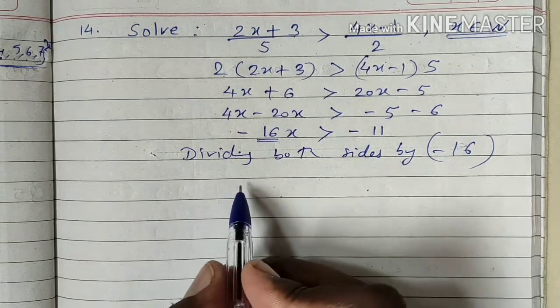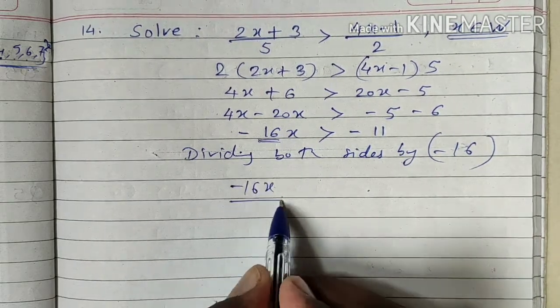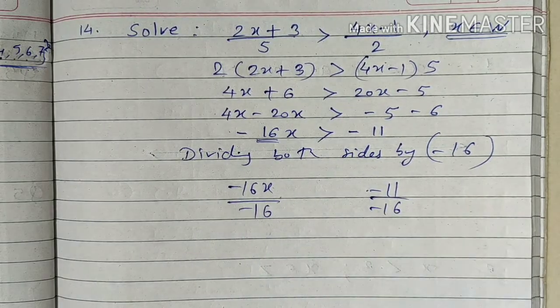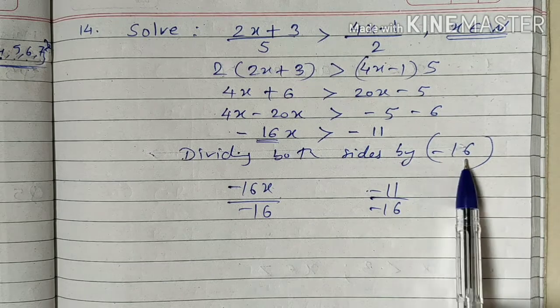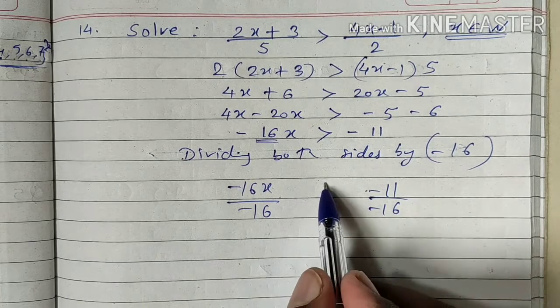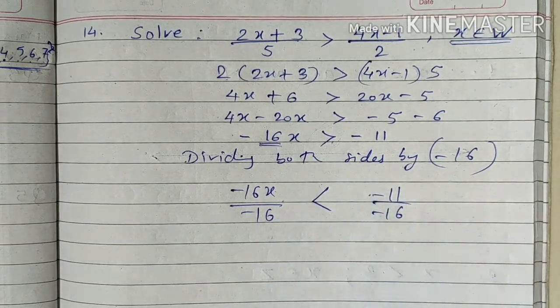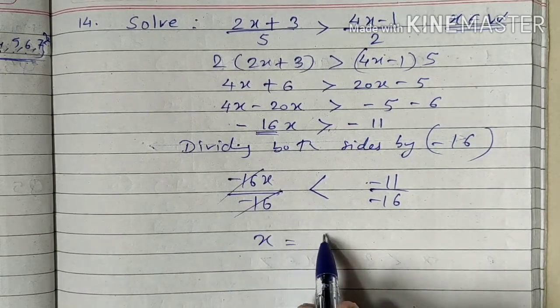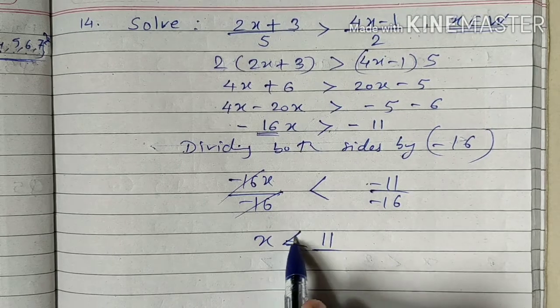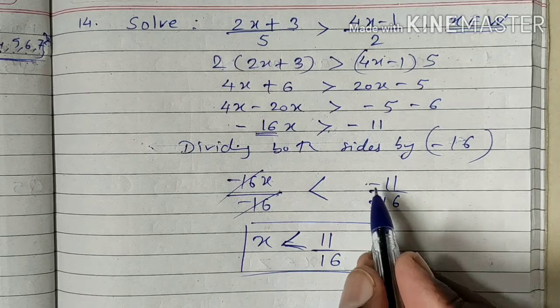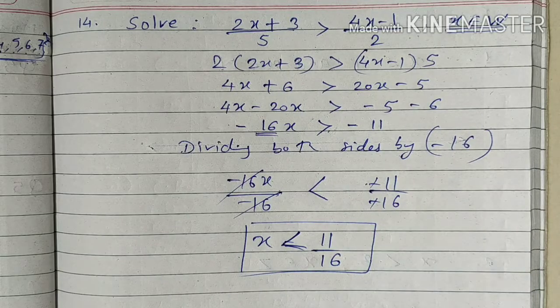So again we are dividing with the minus sign on both sides. So what will happen? Minus 16x divided by minus 16, minus 11 divided by minus 16. Since we have divided with the negative number on both sides, this inequation sign will get reversed. It is greater than, now it will become less than. These two get cancelled. Value of x will be less than 11 upon 16. Minus minus will get cancelled. Okay, all of you understood what we have done?